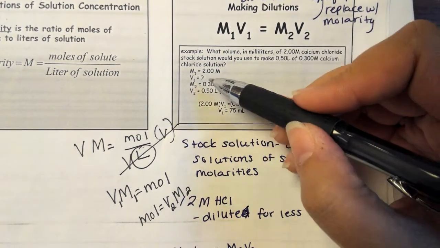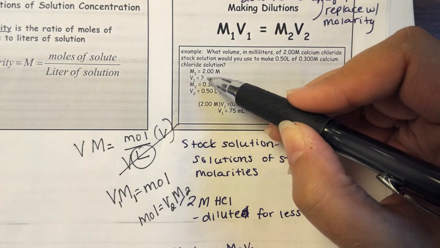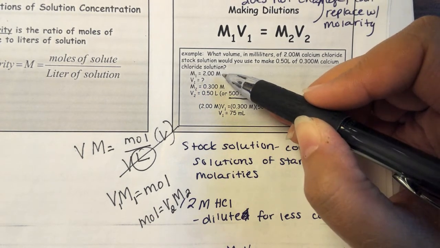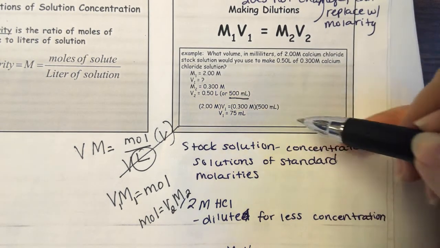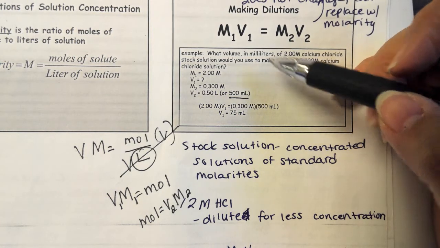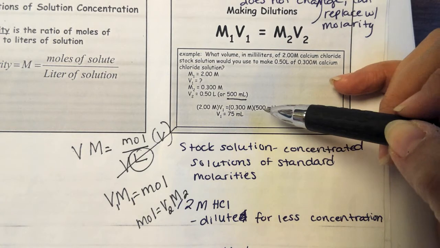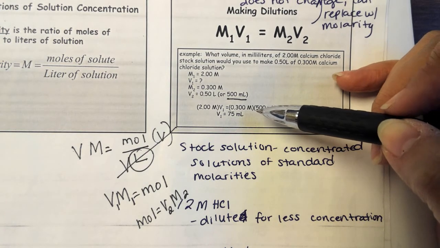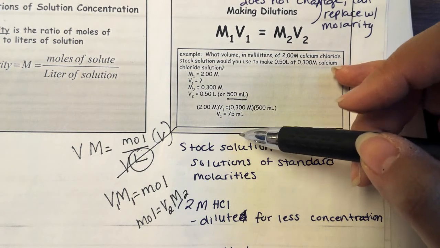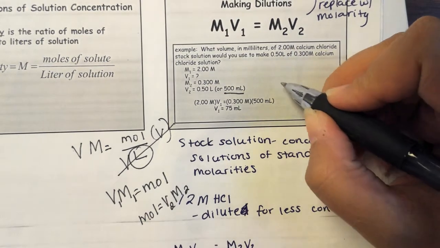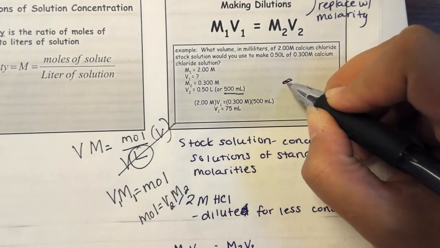So we're looking for the initial volume when the concentration was 2.00. So we're just going to plug that into our equation. I have M1 times V1 equals M2 times V2. And when we move the equation around, we get 75 milliliters. So that means we created a solution.